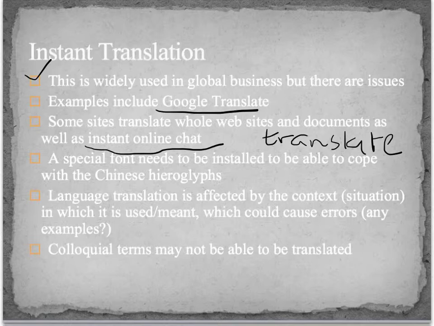Language translation is affected by the context, which is the situation in which it is used, which could cause errors. Examples are obviously in the UK we have certain regions where people say things that mean different things in different places. Sometimes there are words that only seem to exist in certain places and not others within the same country. So just bear this in mind. And as I just said, colloquial terms may not be able to be translated.